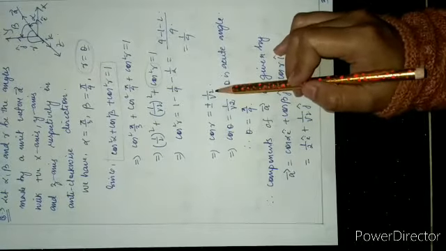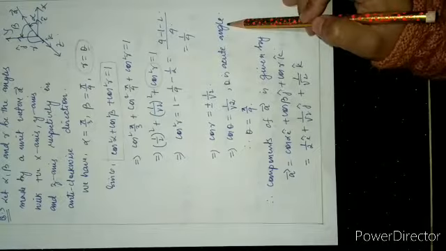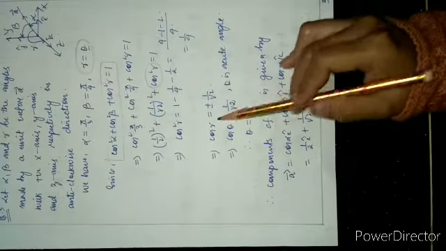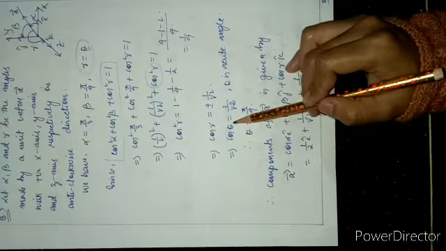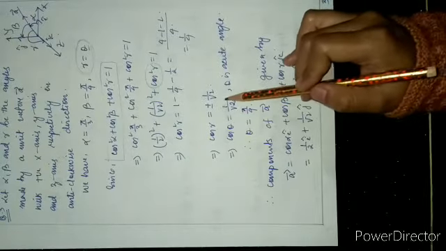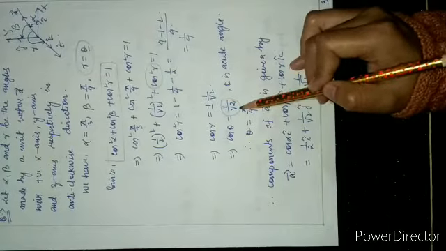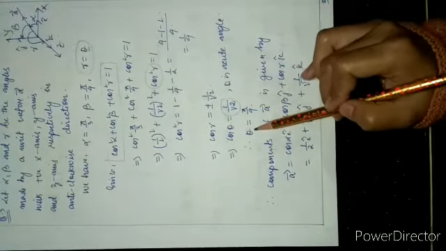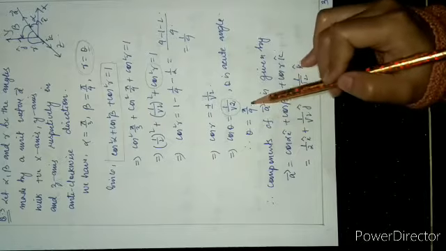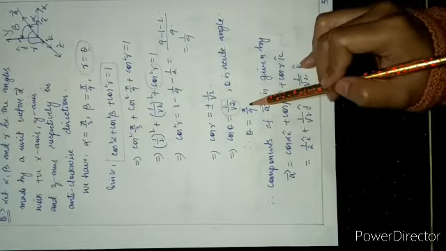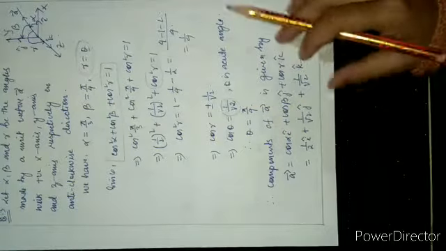Plus or minus, but theta is an acute angle, so cos theta will be equal to 1 by root 2. Gamma is theta here, so cos theta is 1 by root 2, and the angle is 45 degrees. Possible value of theta is pi divided by 4. Pi by 4 in radians is 45 in degrees.